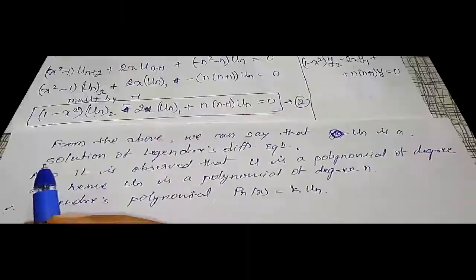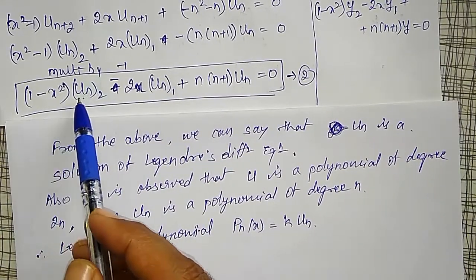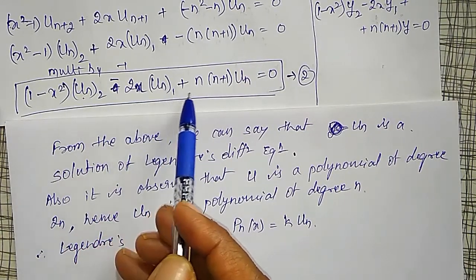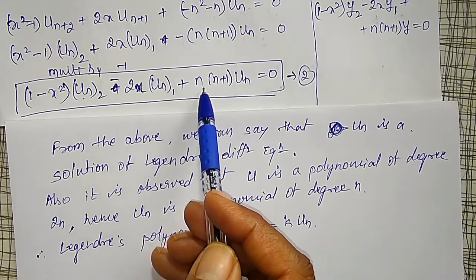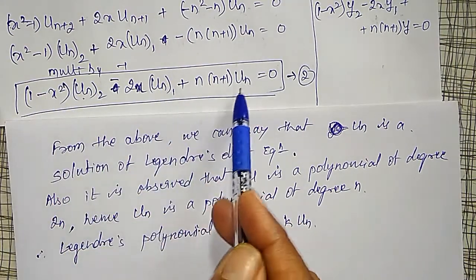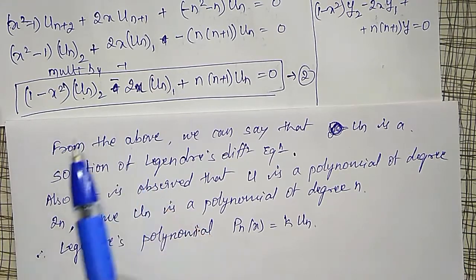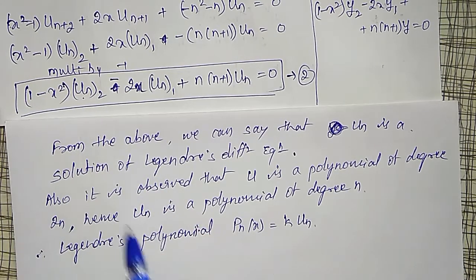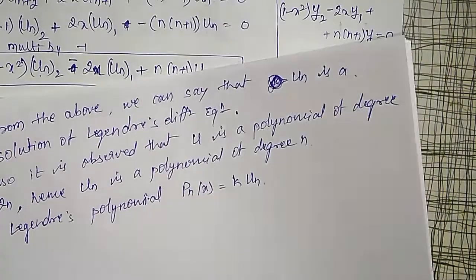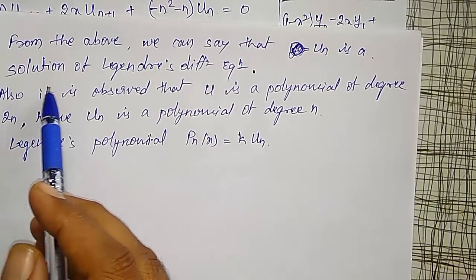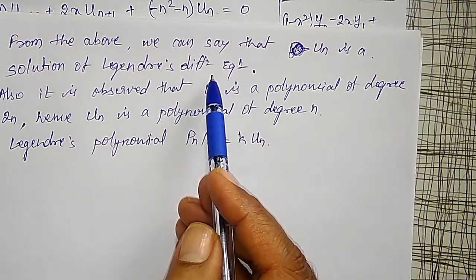I will come back here. From the above equations, that is 1 minus x square into un of 2 minus 2x into un of 1 plus n into n plus 1, which is Legendre's differential equation with y. Therefore y equal to un is a solution. Therefore from the above we can say that un is a solution of Legendre's differential equation.